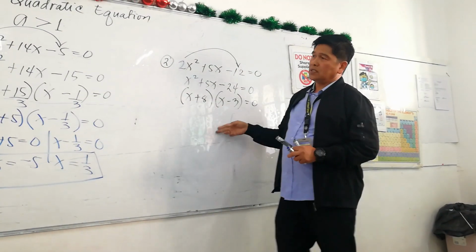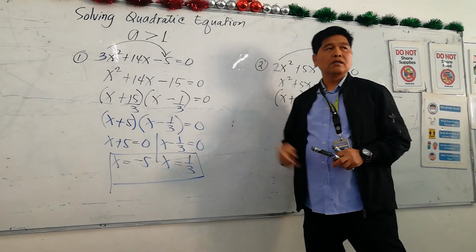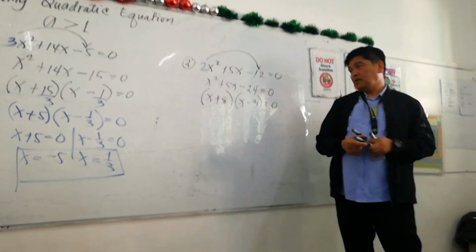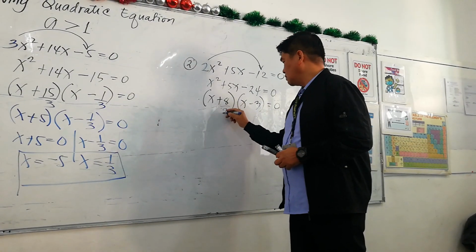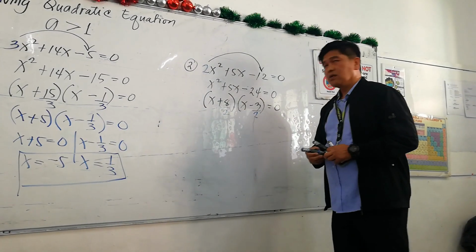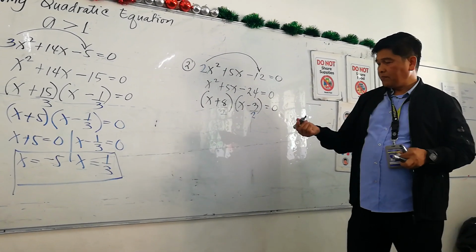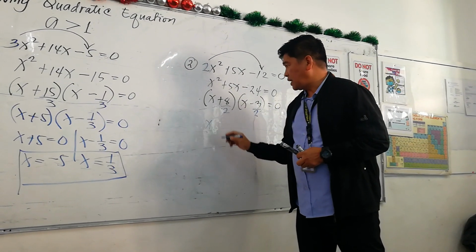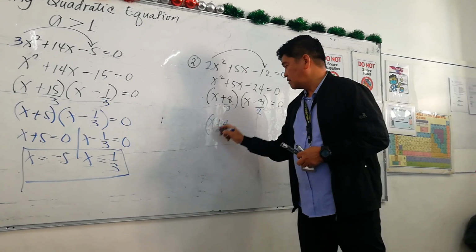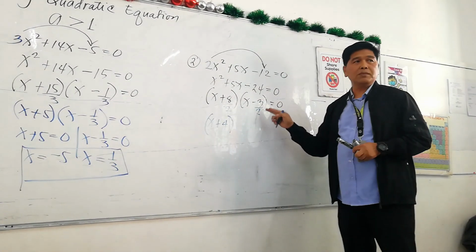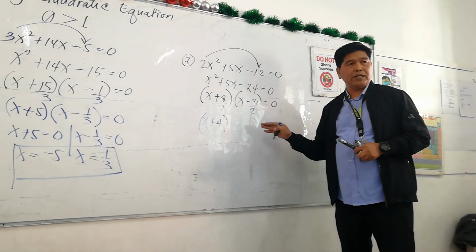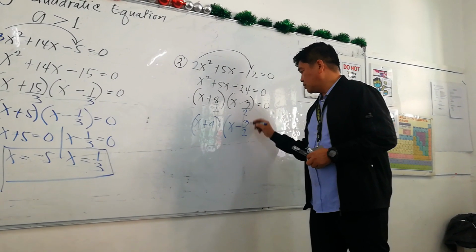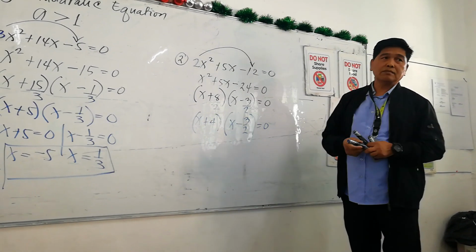Now, we are in this part. So what will you do with 8 and negative 3? Divide by 2. So that is now equal to, simplify 8 over 2, so that is now x plus 4. How about x minus 3 over 2? 3 over 2 is already simplified. So, x minus 3 over 2 equal to 0.